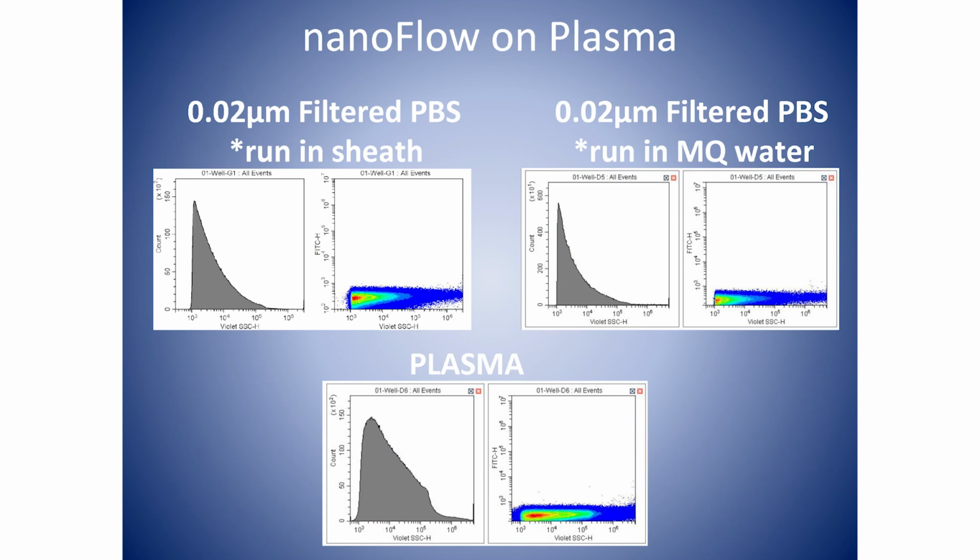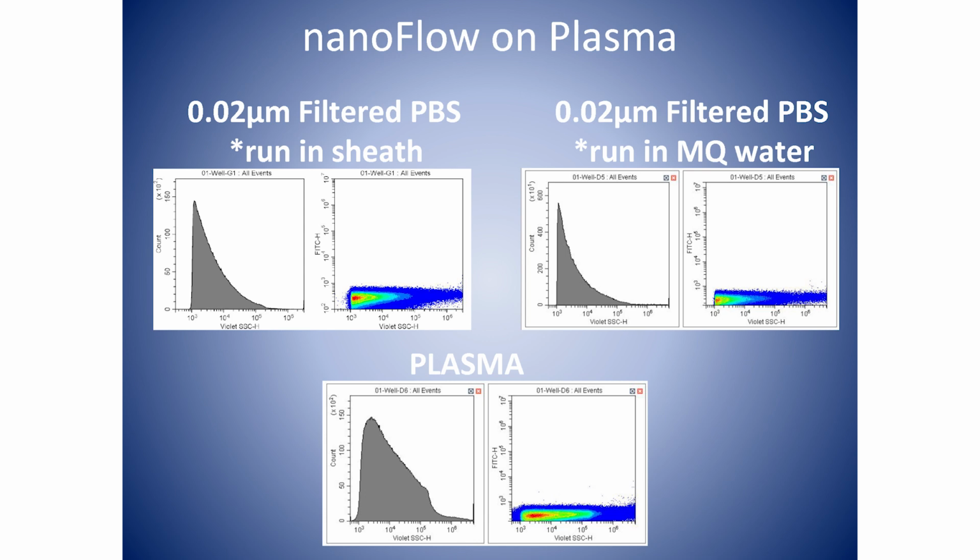Now, when we're running these, just to show some background noise here, as I said, we run in Milli-Q water rather than sheath, and you can kind of see that here. If you run in sheath, you'll see that you have a log 2 over here, whereas if you run in Milli-Q water, it's just a regular log 1. This is 0.2 micron filtered PBS in sheath, and this is 0.2 micron filtered PBS run in Milli-Q water, and you can see that you get less background noise coming through in the Milli-Q water.